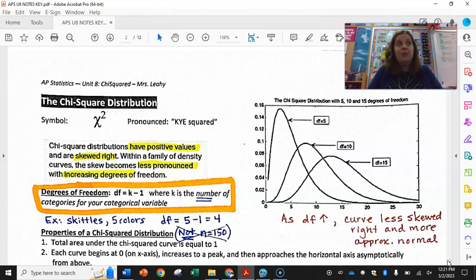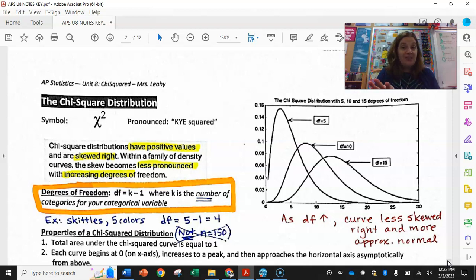There are no negative values because you can't match the population more than perfectly, okay? So the farther you get away from 0, the more unusual your sample is with respect to those proportions that we think. So chi-squared has positive values, and it's also skewed to the right. What we do know is that it becomes less skewed and more approximately normal looking the higher the degrees of freedom. Degrees of freedom for chi-squared is k minus 1, where k is the number of categories. That's a big difference, because for t it was n minus 1, where n was the sample size.